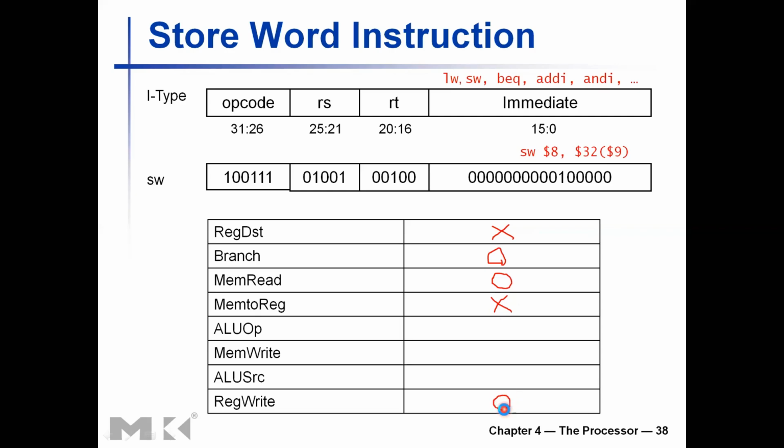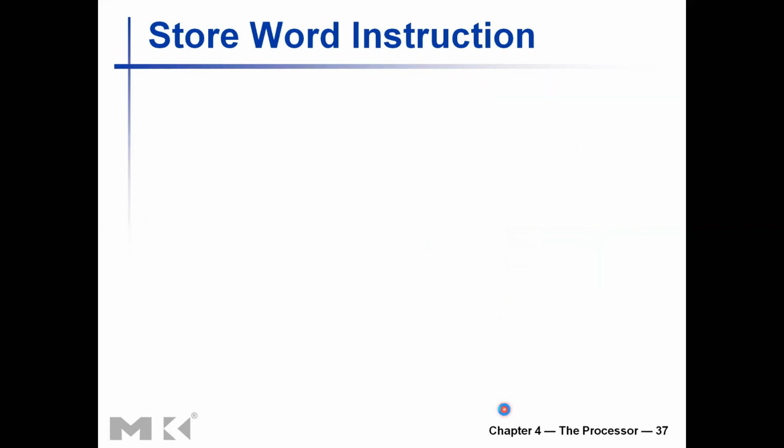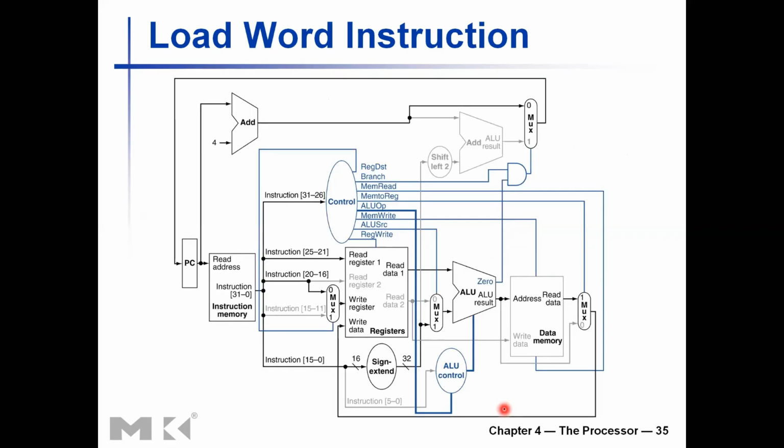So I hope that example made clear the point that if we do not put a 0 in this line for the store word instruction, some garbage value may be written to some random register which we don't really know about. The values of this field, 16 to 20 or 11 to 15, are not supposed to be destination registers in this store word instruction.